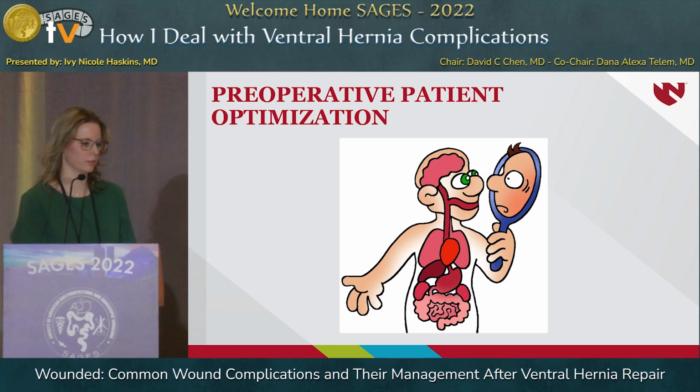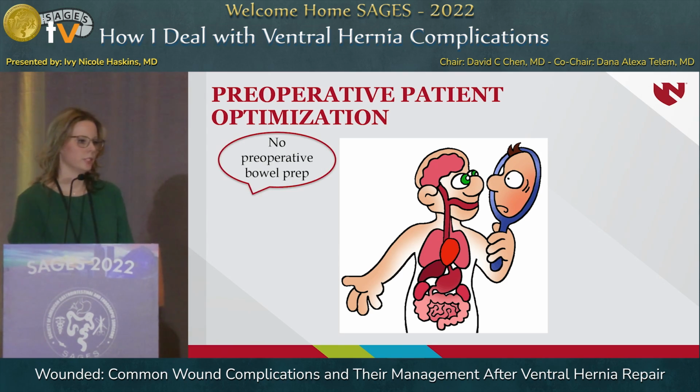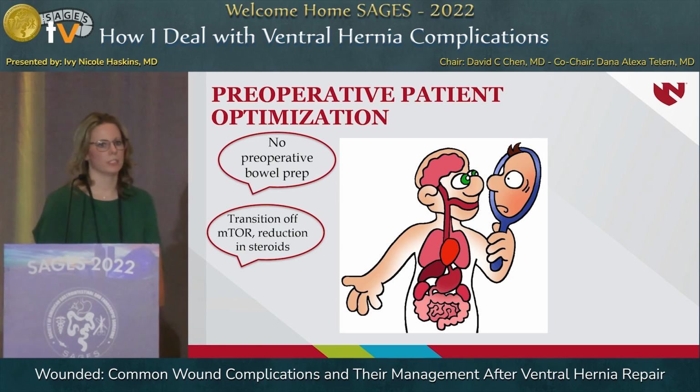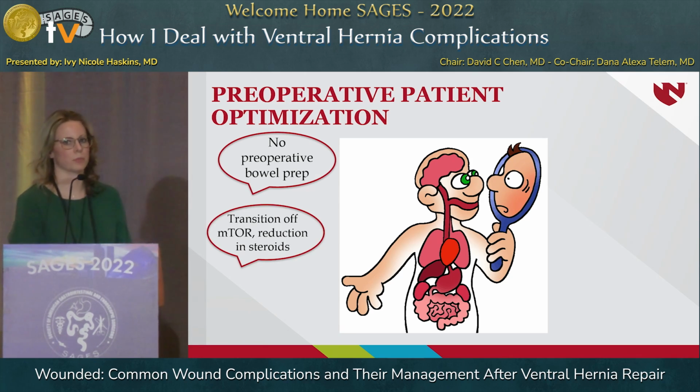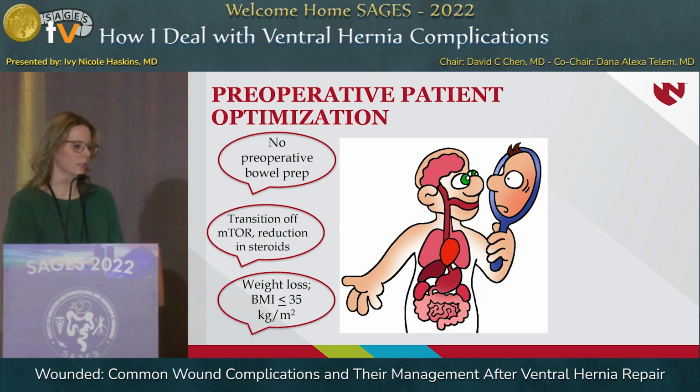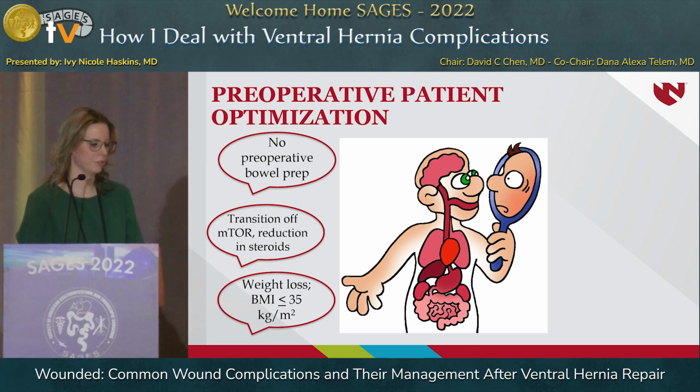I think it's also important to talk about preoperative optimization as it contributes to a decreased incidence of postoperative wound events. So in no particular order at my institution, patients do not undergo a preoperative bowel prep. For our transplant patients, we try to transition them off of their mTOR inhibitors, and then we work with our transplant medicine colleagues to help reduce the dose of their additional immunosuppressive medications, if at all possible. We ask our patients to lose weight with a goal BMI of less than or equal to 35.